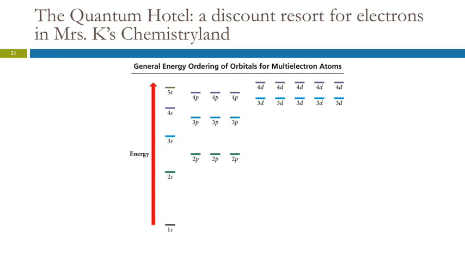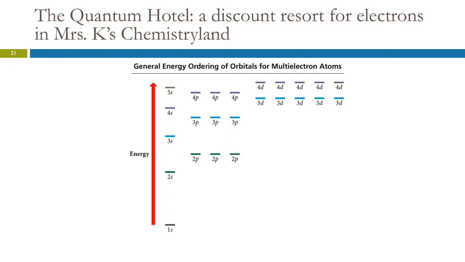Remember, this is a discount resort. So these people are money conscious. They're trying to get away with spending as little money as possible. So they're going to stay in the cheapest room if they can. But if that room's already full, then they'll have to go to a more expensive room. So let's imagine a bunch of electrons coming in from a day at the golf course or whatever they were doing, and now they're going to fill up the hotel.